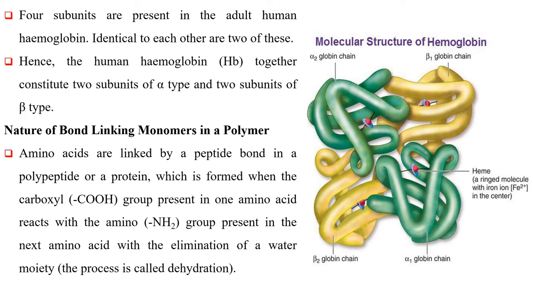Nature of bond linking monomers in a polymer. Amino acids are linked by a peptide bond in a polypeptide or a protein, which is formed when the carboxyl group present in one amino acid reacts with the amino group present in the next amino acid with the elimination of a water moiety.